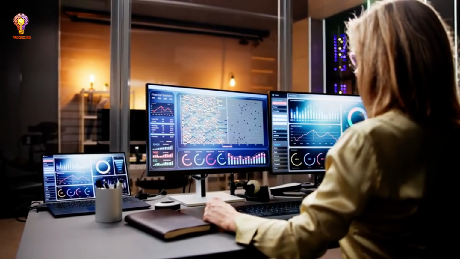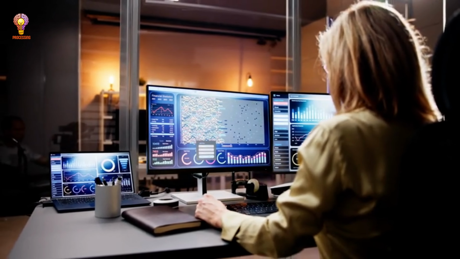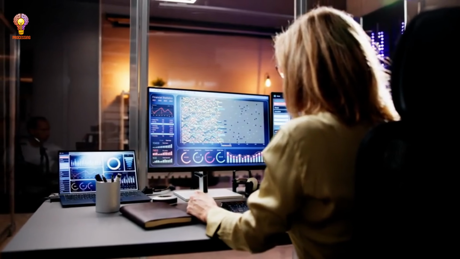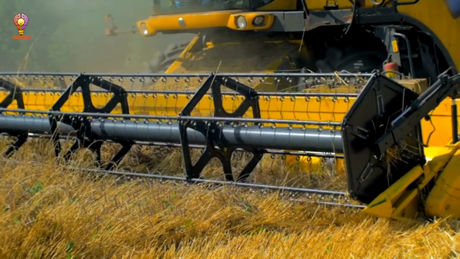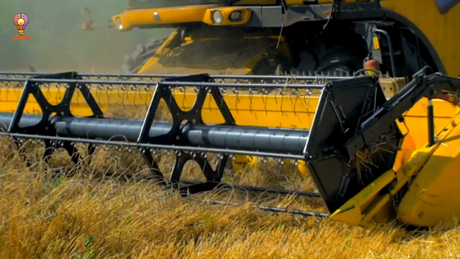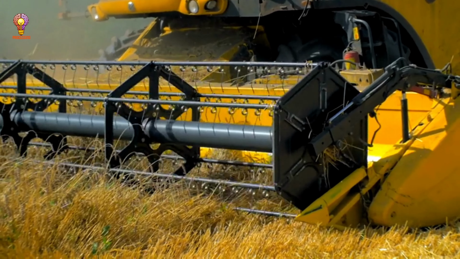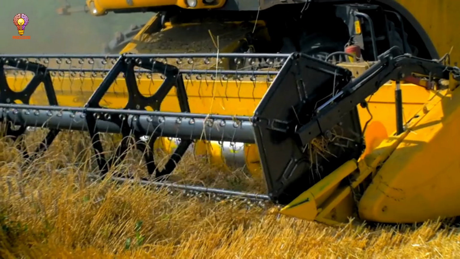Real-time monitoring and control systems. Sensors and artificial intelligence (AI) are being used for real-time data collection and process optimization. These systems allow operators to adjust parameters on the fly, improving yields, reducing defects, and minimizing energy consumption.